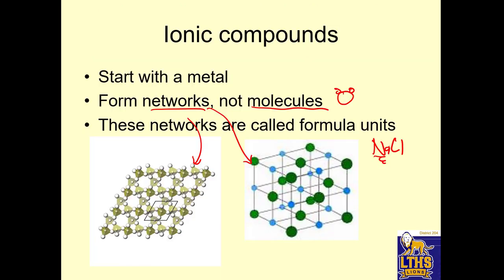Okay, so NaCl is a network. It's a metal. So see this? This big guy right here is the chlorine, sodium, chlorine, sodium, chlorine, sodium. See how they're networked? And that could go on for many, many cubes.